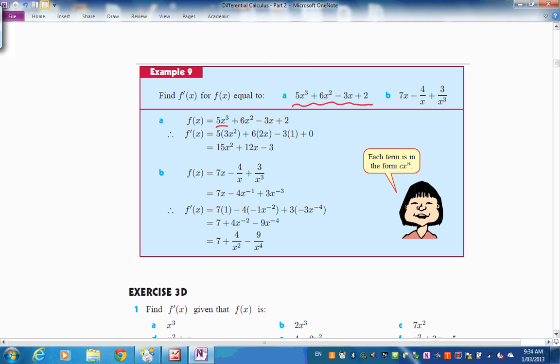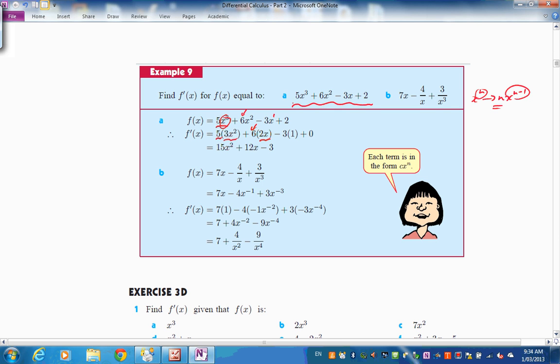Here we are, 5x cubed. So the 5 stays there, it's a constant. What is the derivative of x cubed? 3x squared. Remember the rule: x to the n goes to n x to the n minus 1. So the original power goes in front, to the 1 less power. Then we've got 6 lots of x squared, so we've got 6 lots of its derivative, which is 2x.